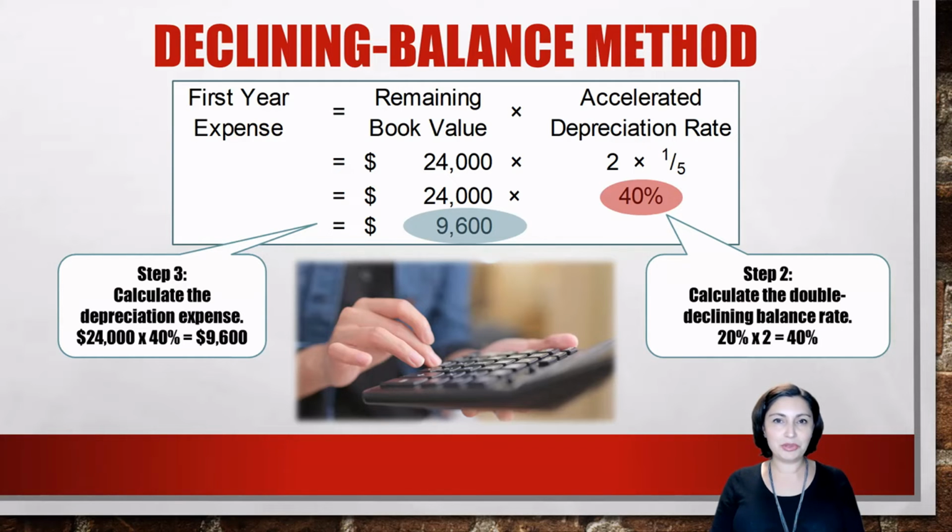The final step is to determine depreciation expense. Multiply the double declining rate times the book value of the asset at the beginning of the period. In this case, multiply the beginning book value, cost less accumulated depreciation, of $24,000 by 40%. Keep in mind that we ignore the estimated salvage value when calculating the depreciation expense under the double declining balance method.